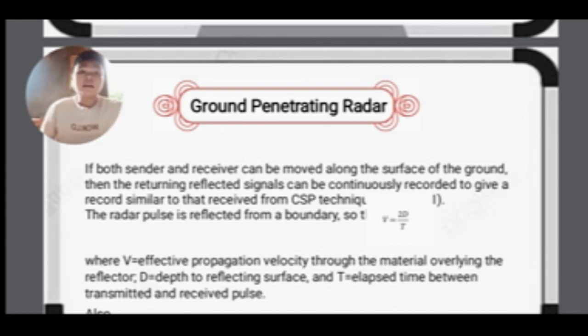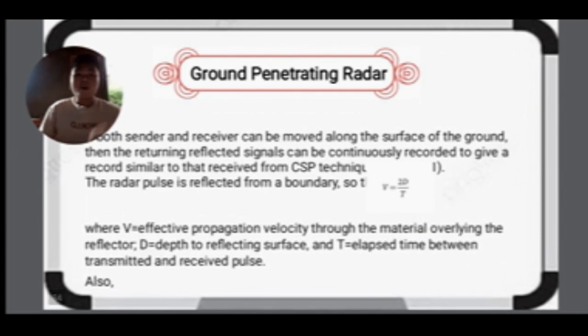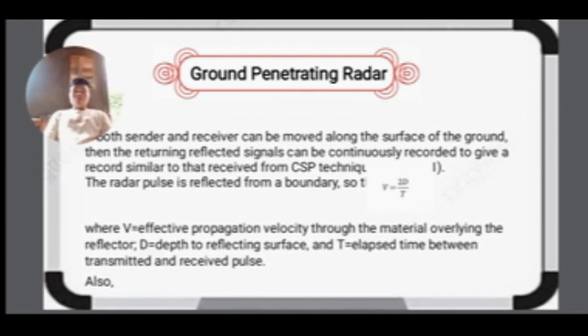So that is the formula, where V is the effective propagation velocity through the material overlying the reflector, D is the depth to the reflecting surface, and T is the elapsed time between transmitted and received pulse.